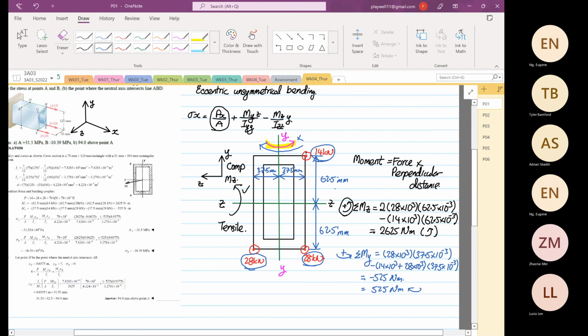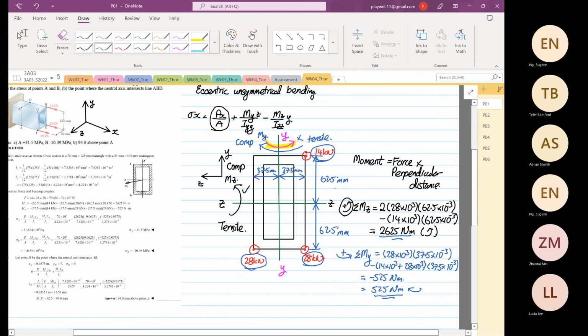Okay, so this means that moment about y, right? This will be under compression, and below will be under tensile. Okay, or the tail end of the moment vector will be under tensile.